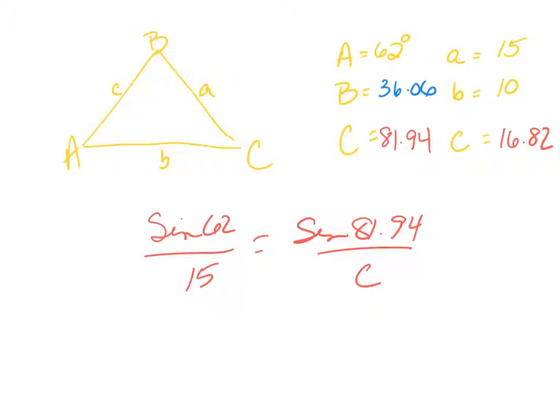So on this one, you're given big A and little a, and you're given little b. So you have to find big B first because you have a full fraction with big A and little a. And then you find big B, which is 36.06. And once you find that, you subtract the 2 angles from 180 to find big C. And then you find little c, which is 16.82.